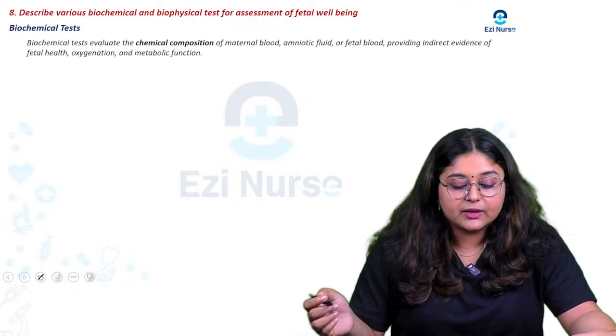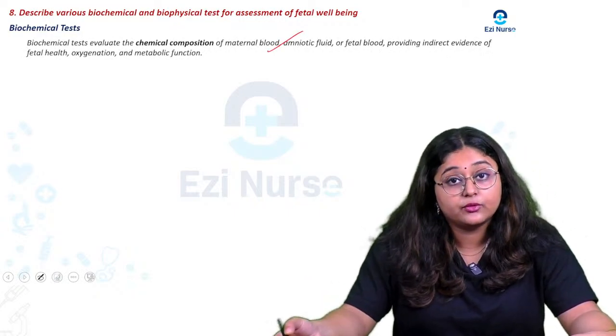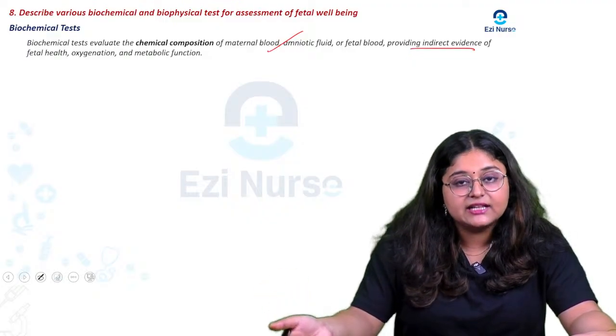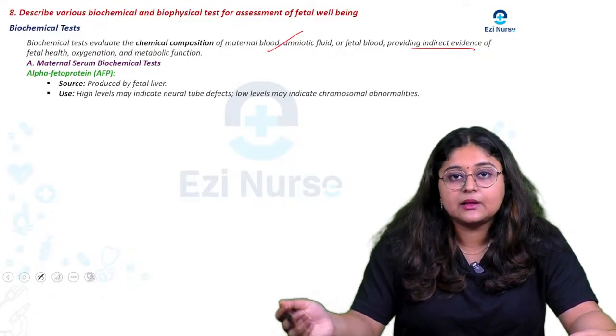Now come to the biochemical test. It is nothing but the chemical composition of the maternal blood, amniotic fluid and fetal blood, and it also provides direct evidence of the fetal health, oxygenation and metabolic function. So first is the maternal serum biochemical test.